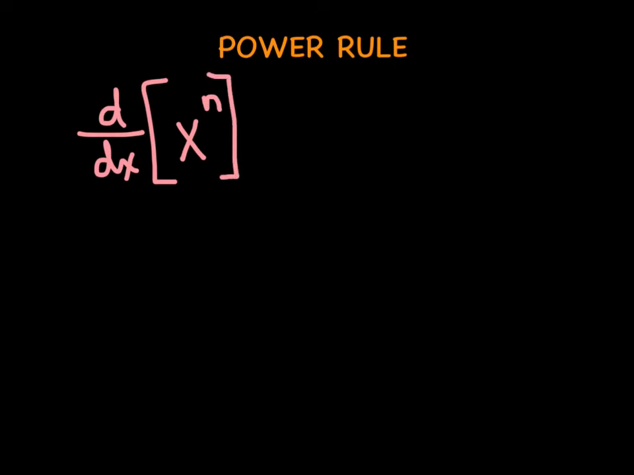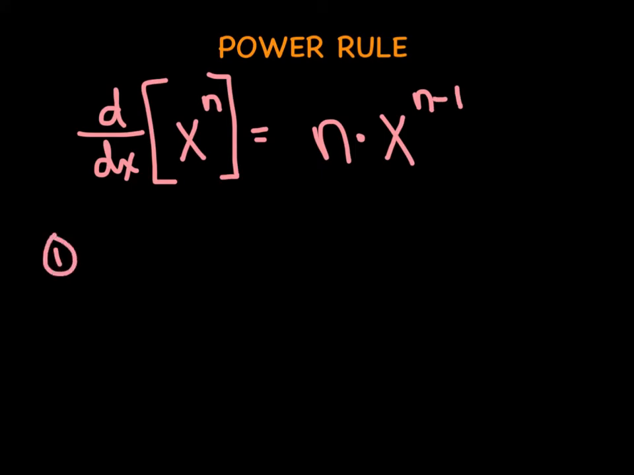Real quick review with that power rule. It says if we want to take the derivative where we've got an x that's being raised to a constant power n, we multiply the coefficient by n, and then x is raised to the n minus 1 power. So the biggest thing is just remembering to subtract 1 from that exponent.